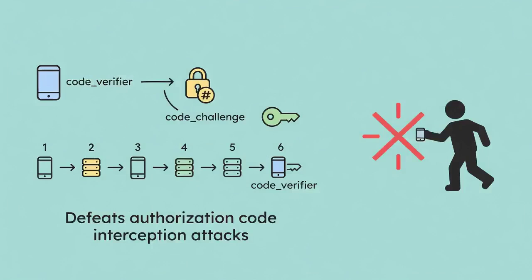PKCE, pronounced Pixie, hardens the authorization code flow against interception attacks. The client generates a random secret called a code verifier, sends only its hash, the code challenge, upfront, and proves possession of the original verifier when redeeming the code. Even if an attacker steals the authorization code, they cannot exchange it without the verifier.